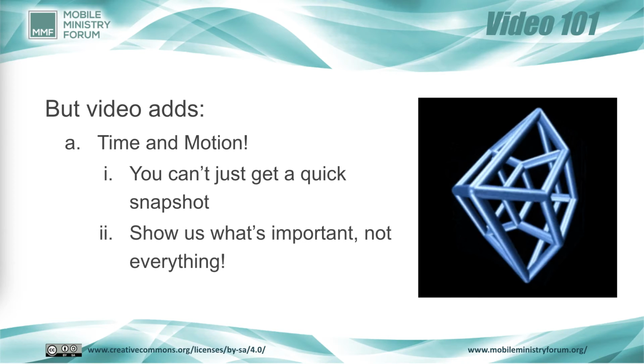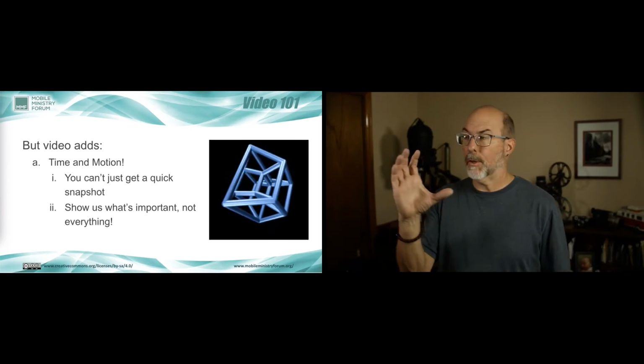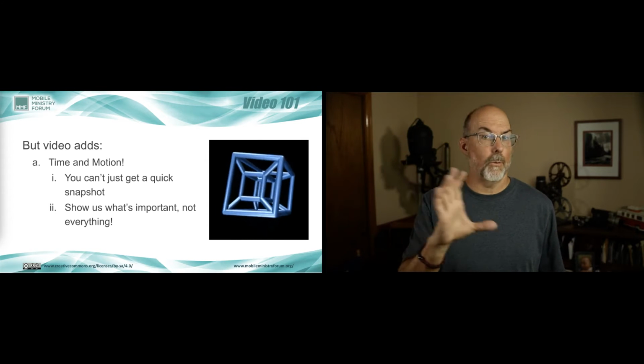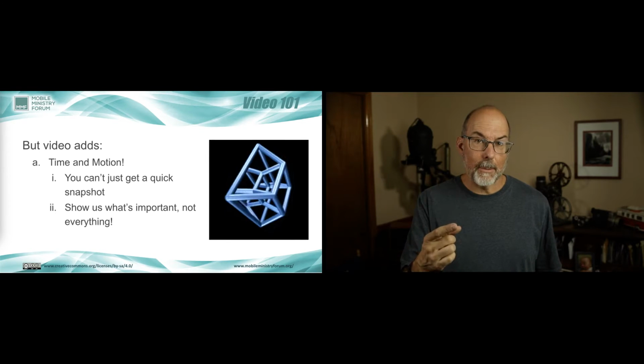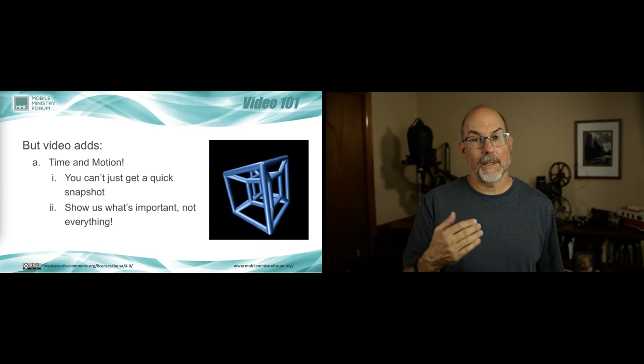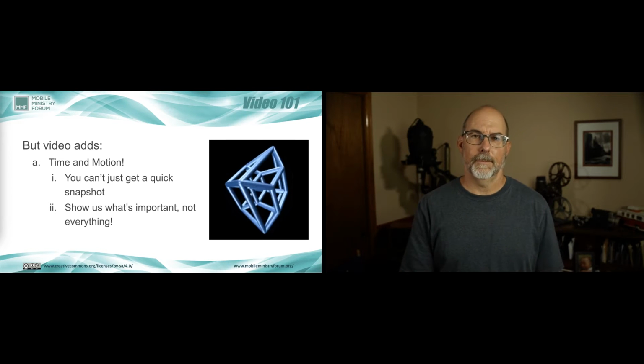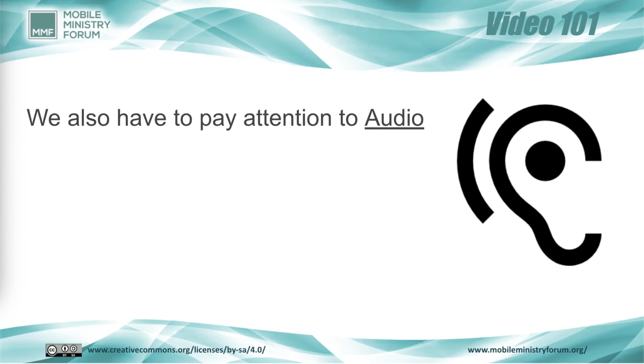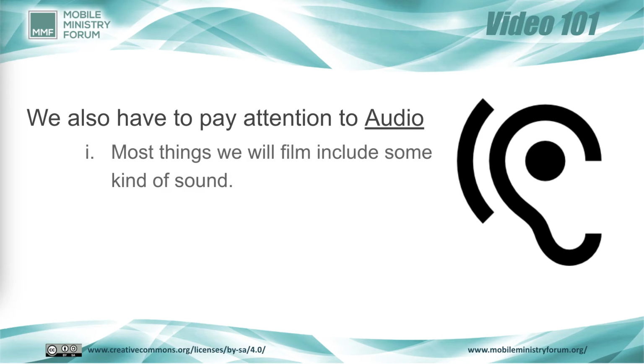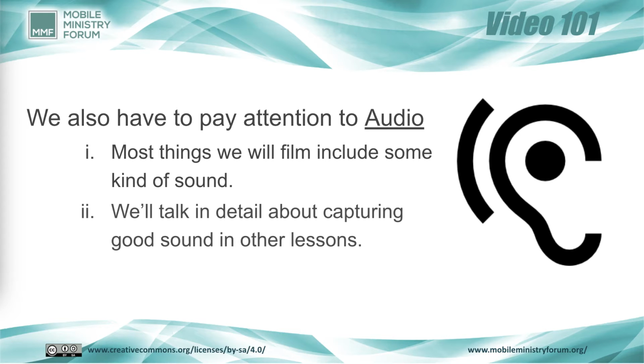You want to show what's important, not everything, so don't just turn on your camera and record and point it and wave it around. Learn what's happening, think about what the viewer needs to see and what doesn't matter to your story. Now, you also have to think about audio. Most things we will film include some kind of sound. Is sound part of the story, like a musician singing a song, or is the sound a distraction, like traffic on a highway going by? We'll talk about sound production in later lessons.